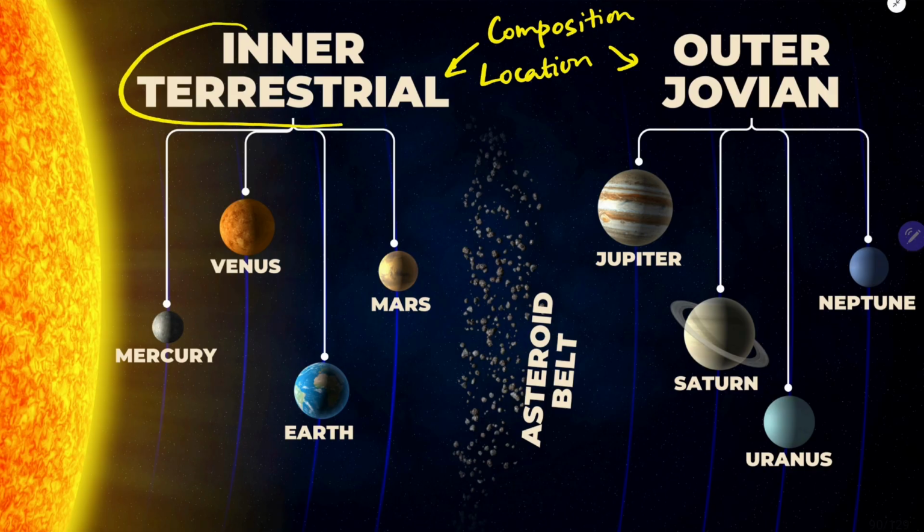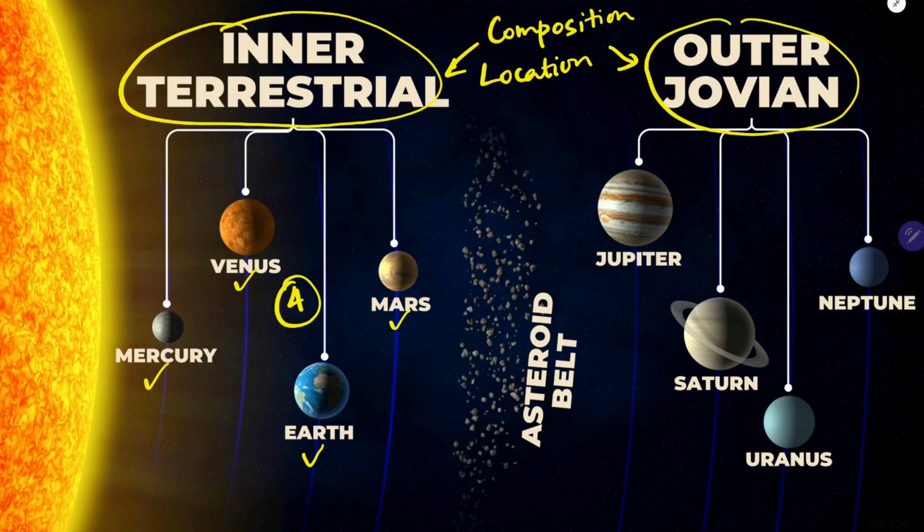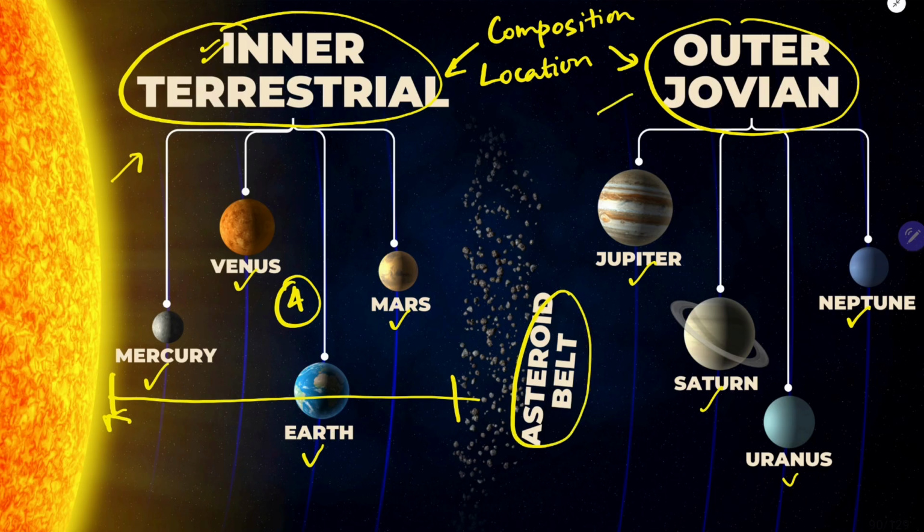The inner planets or the terrestrial planets are Mercury, Venus, Earth, and Mars, or the first 4 planets of the solar system, while the outer or the Jovian planets are Jupiter, Saturn, Uranus, and Neptune. These are called the inner planets because they lie closer to the Sun, between the Sun and the asteroid belt. While these are called the outer planets as they are located beyond the asteroid belt, farther from the Sun.